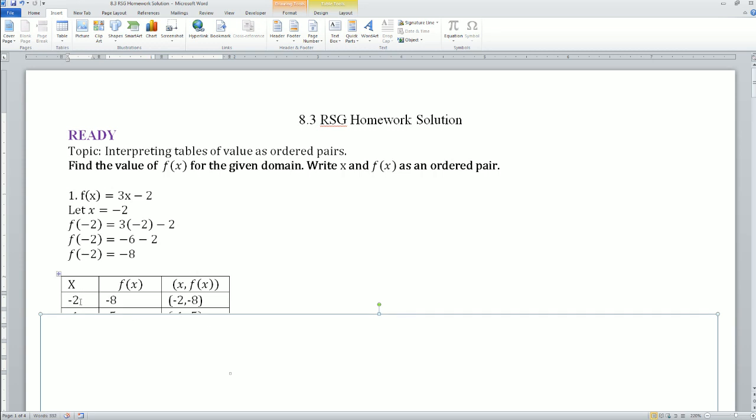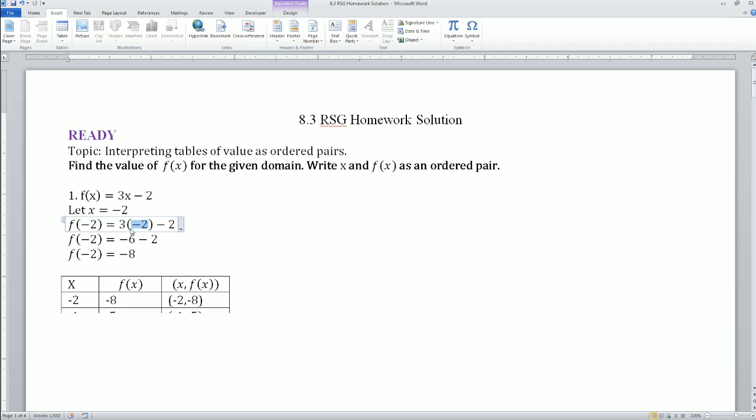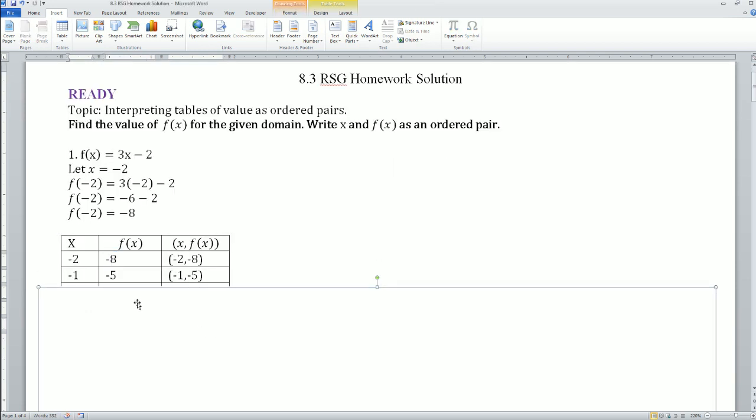The first x value, the domain, was -2. So it's f of x equals 3x minus 2. Let x equal -2 because that is the domain that we were given. That's why it's f of -2. Plug in -2 here for x. 3 times -2 is -6. -6 minus 2 gets you -8. So f of x is -8. In ordered pair, it would be -2, which is your x, comma, your y, or your f of x, as -8.